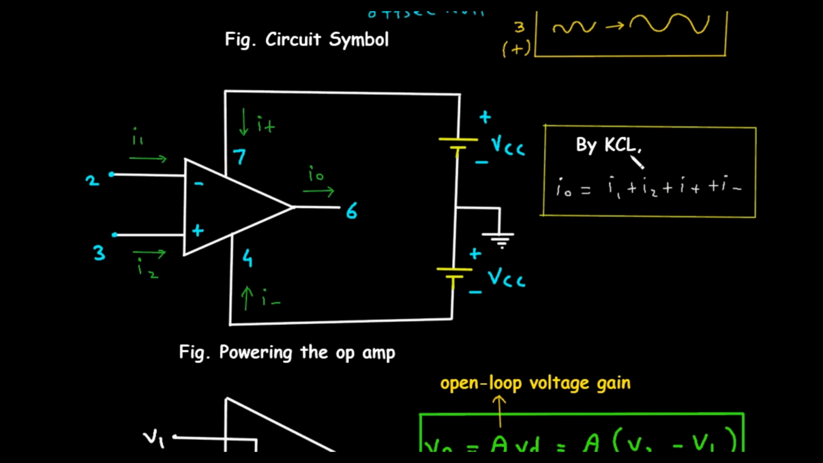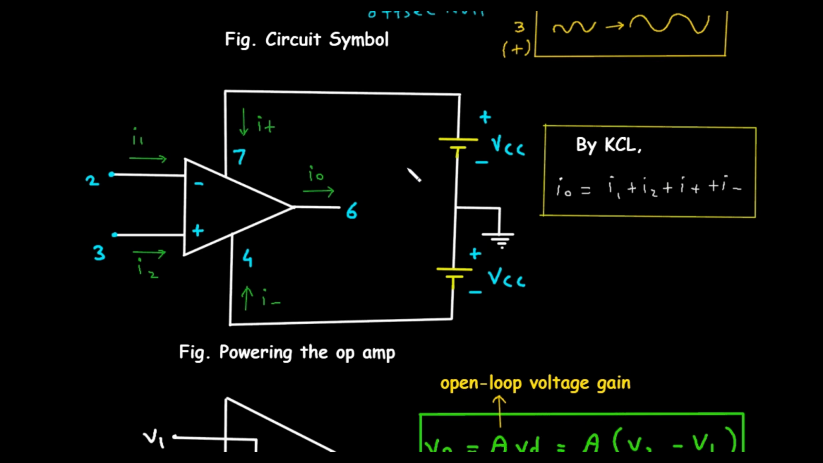Now here we can see by using KCL. This KCL stands for Kirchhoff's current law. So by Kirchhoff's current law, the sum of currents entering the device must be equal to the sum of currents leaving. That means the summation of all the currents entering a node is equal to the summation of all the currents leaving the node. So here this box shows the equation IO is equal to I1 plus I2 plus I plus I minus.